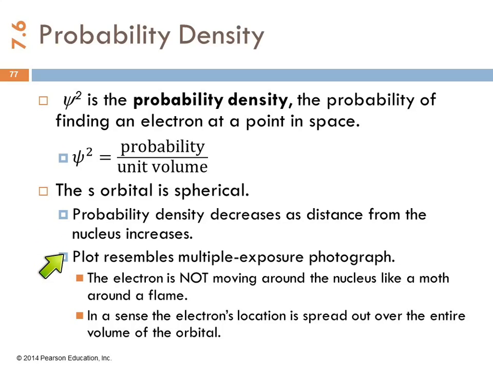So when we look at these plots, we can think of them as resembling multiple exposure photographs, like I did with Andrews. Like, okay, you take a picture, where's the electron? And then 5 seconds later, you take another picture, where's the electron? It's important to remember that the electron is not fluttering around the nucleus like a moth around a flame. That's not what it's doing. In a sense, the electron's location is spread out over the entire volume of the orbital because it has this wave-like nature.